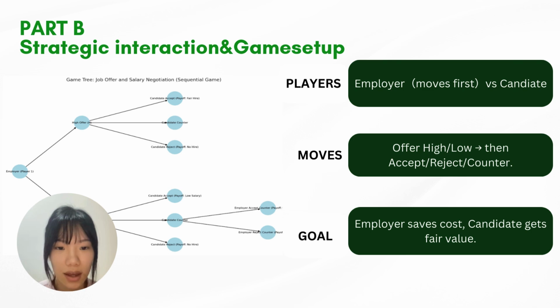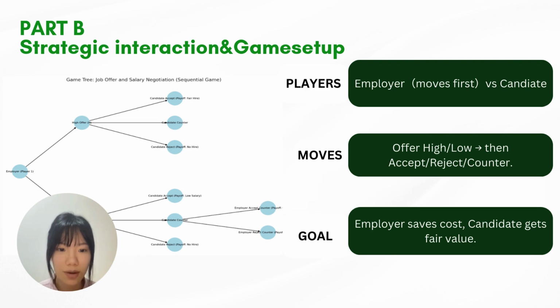And then I will talk about part two and use game theory to analyze the strategic interaction in salary negotiations. My presentation is divided into three parts: the game setup, equilibrium analysis, and the real-world implications. Let's begin with part one: strategic interaction and game setup. This is a classic sequential game.